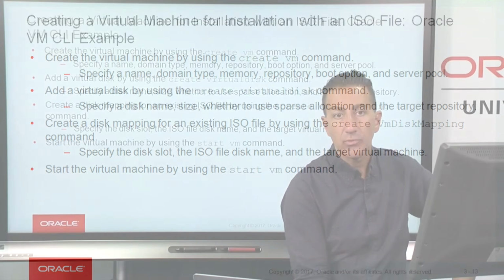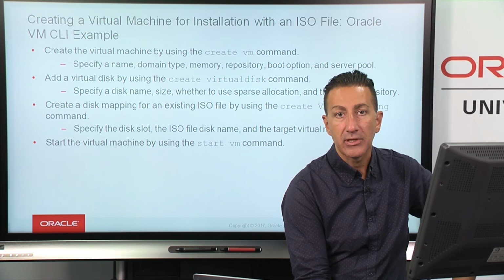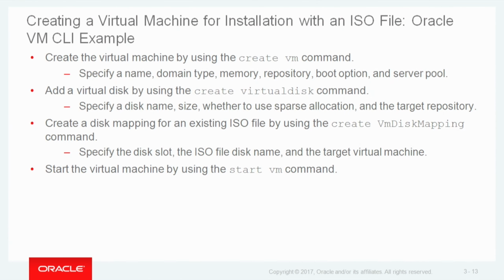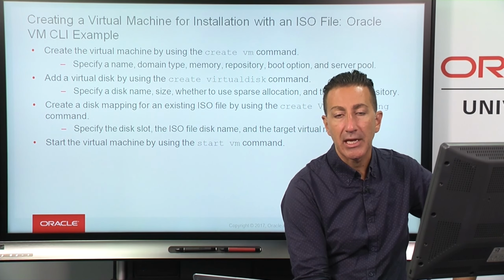All right. So you need to add a virtual disk by using the create VirtualDisk command. You specify the disk name, the size, whether to use a sparse allocation or not, and which is the target repository. For the creation of the virtual machine, you need to specify the name, the domain type, the memory, the repository in which the configuration file is going to be stored, the boot option, and the server pool in which it's going to be running. And after that, you need to create a disk mapping. That's very important for an existing ISO file by using the create VmDiskMapping command. This ISO file needs to be uploaded previously into a repository that is accessible by the server pool in which you are creating the virtual machine.